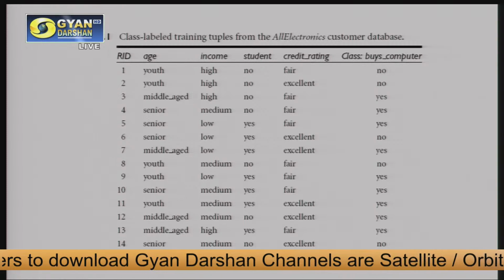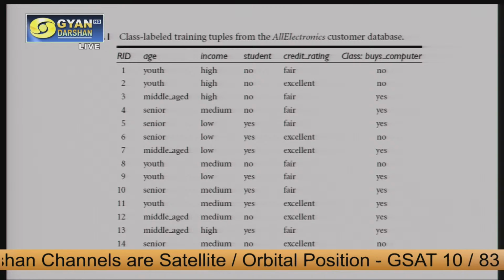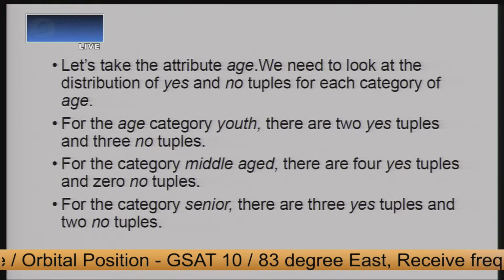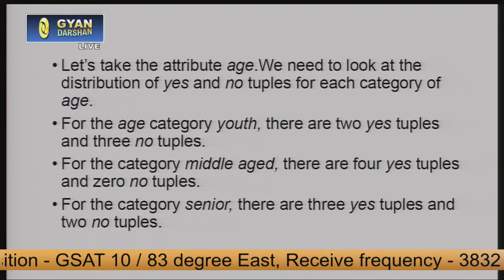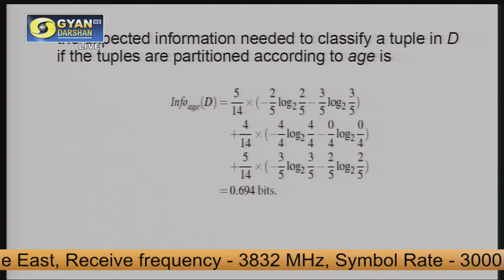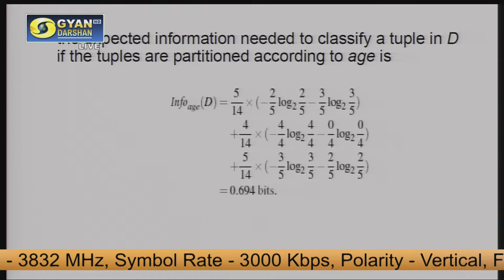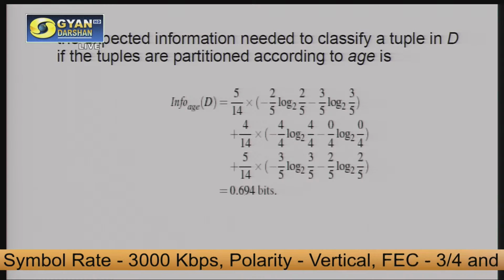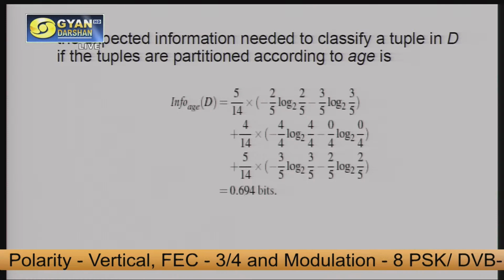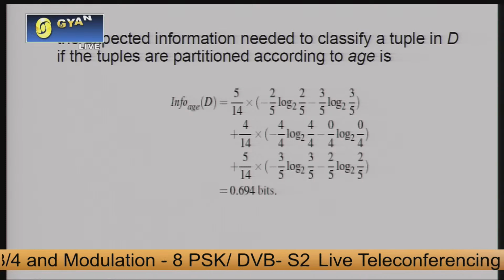So this is what one can see here. If you look at this data, you can see that for the age attribute, youth, middle age and seniors, these are exactly the values we are going to use further. And now what do we have to do? Once we know that there are further categories in the age attribute, we have to calculate the expected information for that particular attribute, and right now we are calculating for the age attribute.